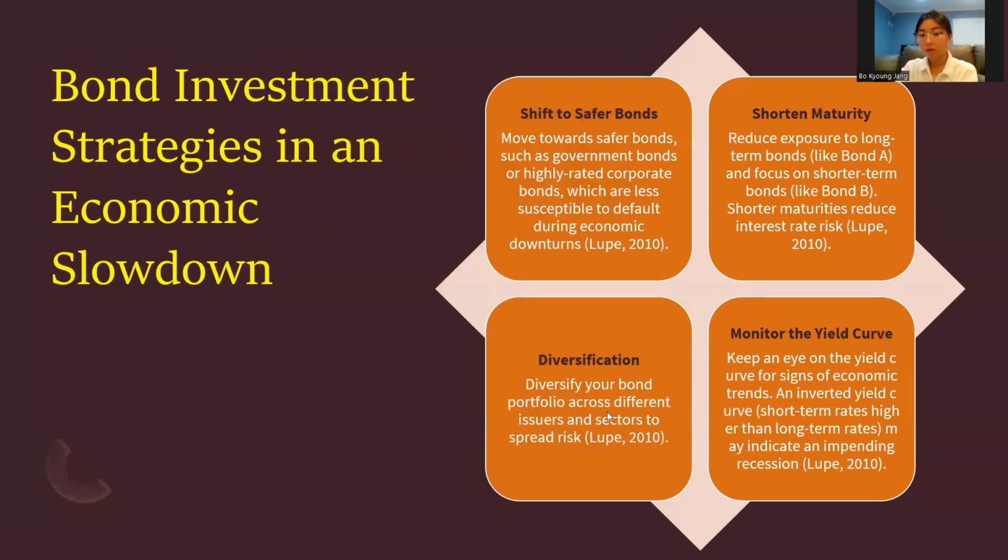Third, diversification. Diversify your bond portfolio across different issuers and sectors to spread risk. And the fourth one is to monitor the yield curve. Keep an eye on the yield curve for signs of economic trends. An inverted yield curve, where short-term rates are higher than long-term rates, may indicate an impending recession.